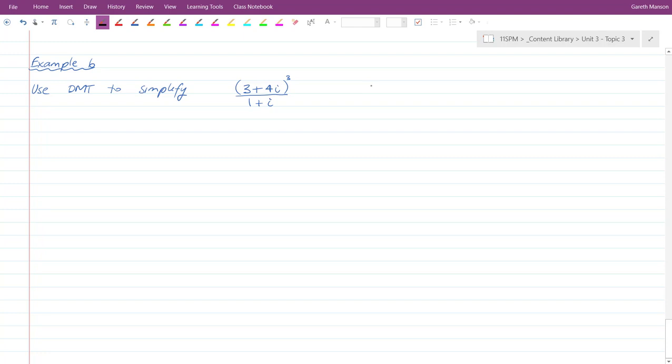So first of all, I want to calculate what 3 plus 4i is equal to in polar form. And I get my r value is equal to the square root of 3 squared plus 4 squared. And so that's equal to 5, because I've seen that one before. And my argument is equal to tan inverse of 4 over 3. But I'll just make sure that I'm quadrant aware.